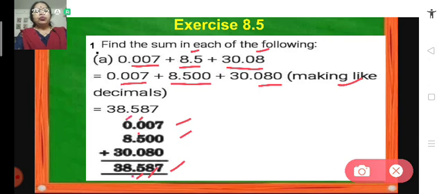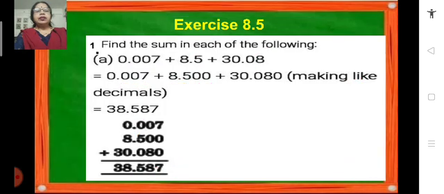Then we come to the ones place. The digits in ones place are 0, 8 and 0. So 0 plus 8 plus 0 becomes 8. Then we move on to the tens place and it is only 3 there. So we write 3. So the answer is 38.587.